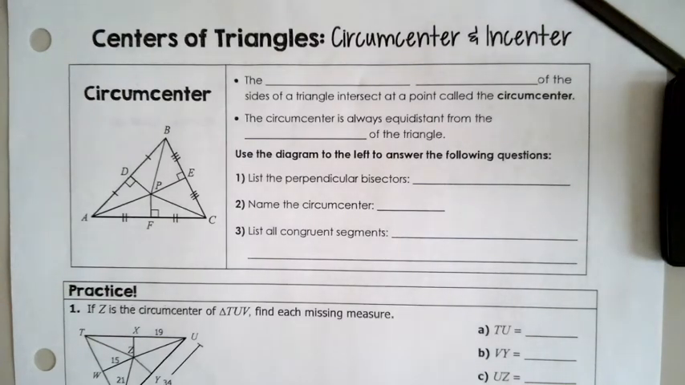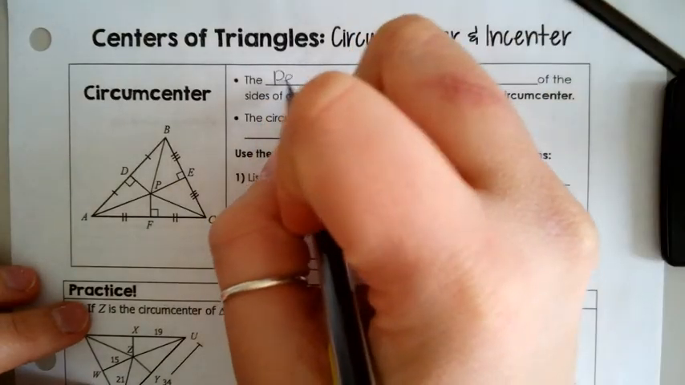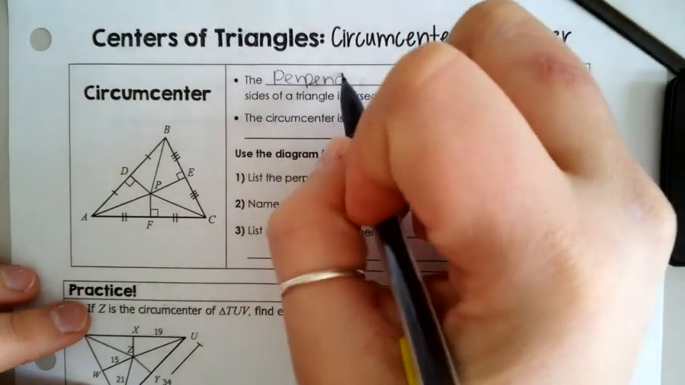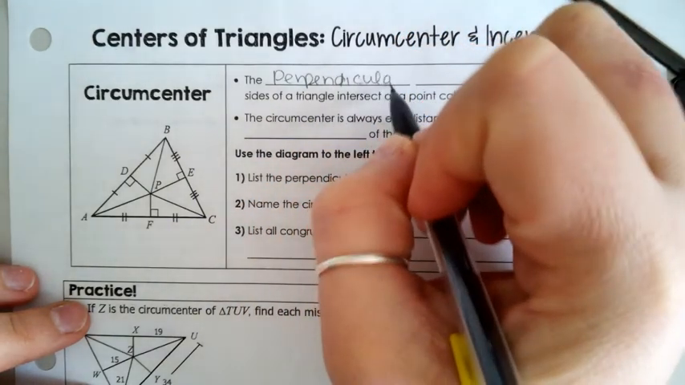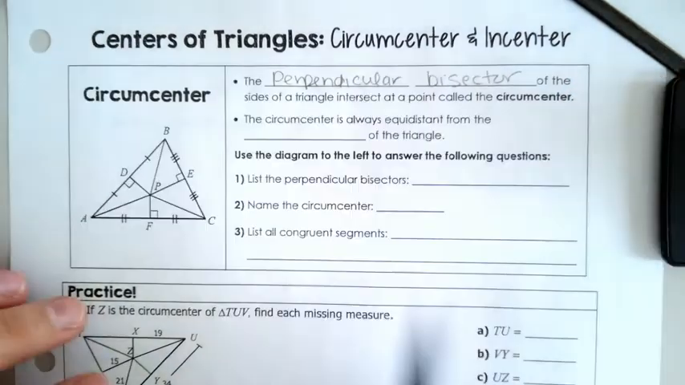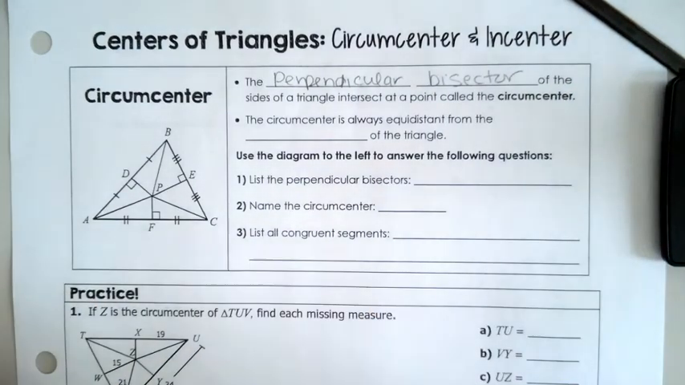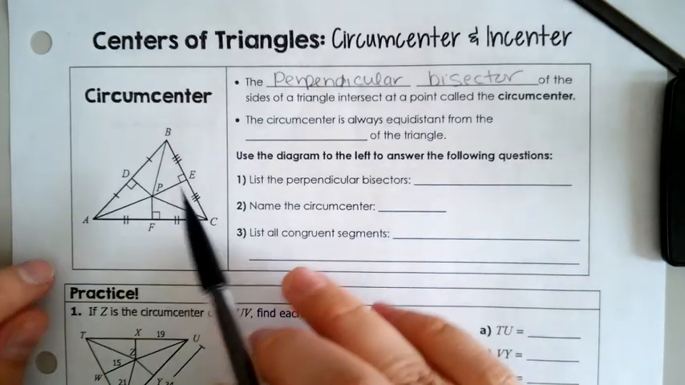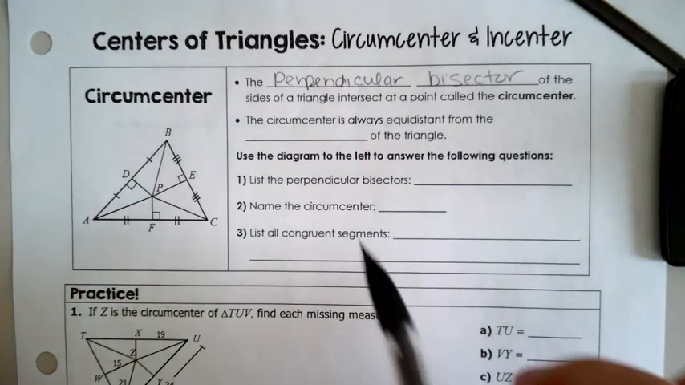Hey everybody, we're going to talk about Circumcenter and Incenter today. Earlier in the unit we did a paper that had all of the notes and we talked about Circumcenter. The Circumcenter is the intersection of the perpendicular bisectors of the sides of the triangle, and they all intersect at that one point. So all of these are perpendicular bisectors.